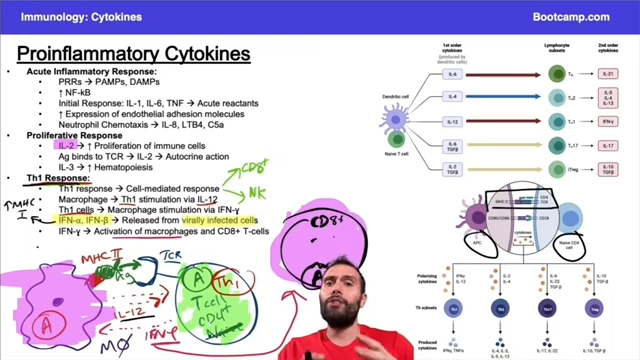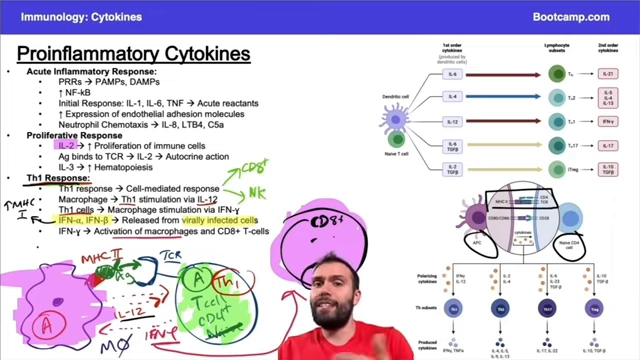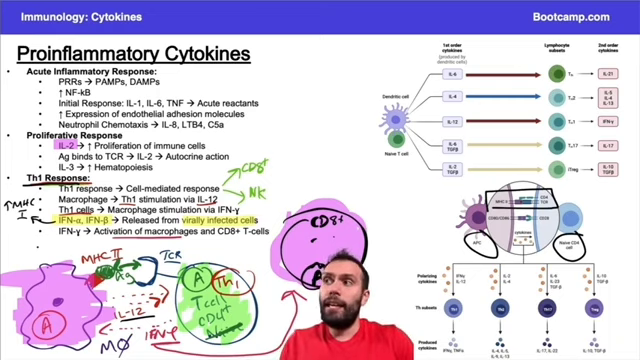Now remember, MHC1 is on almost all of our cells. Okay, so cells that have nuclei are very classically going to have MHC1 on them. So it doesn't have to be an immune cell. It doesn't have to be a phagocyte or an antigen presenting cell. It can be almost any cell that has MHC1.